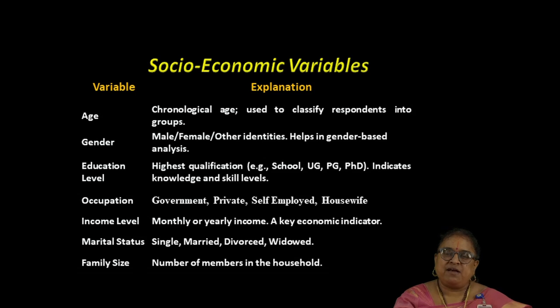If you are taking age, you have to give it in chronological order, that is, below 20, 20 to 30, 30 to 40, 40 to 50, just like that. Gender, you have to classify as male, female, and other identities. Then educational level. In this, you ask the respondents to mention the highest qualification. If the respondent studied UG and PG, they have to tick PG, just like that.